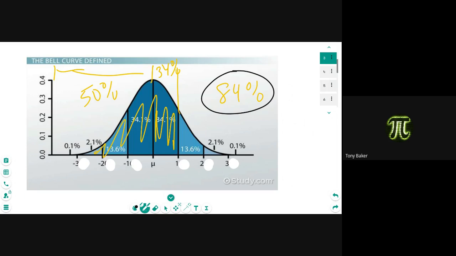What would 2 standard deviations be? I would add another 13.6 to that 84.1, right? So 97. If you look at 2 standard deviations, you get 0.9772. And if we added the 50 plus the 34.1 plus the 13.6, it's basically 0.9772, right? It's right there. Yes.